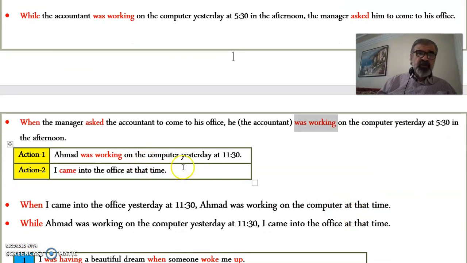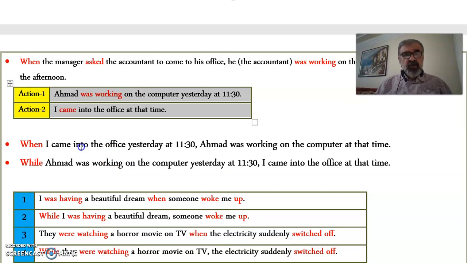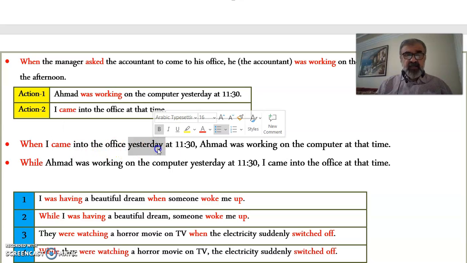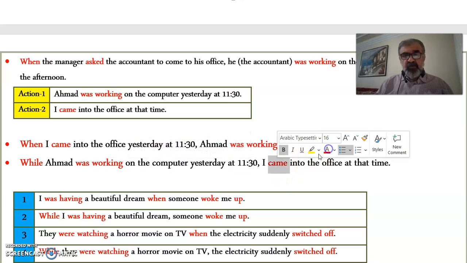More examples, action 1 and action 2. Ahmed was working on the computer yesterday at 11:30. I came into the office at that time. So now, when I came, that's action 2. When I came into the office yesterday at 11:30, Ahmed was working, that's action 1. Okay, while now, followed by action 1, was working on the computer. I came into the office at that time.